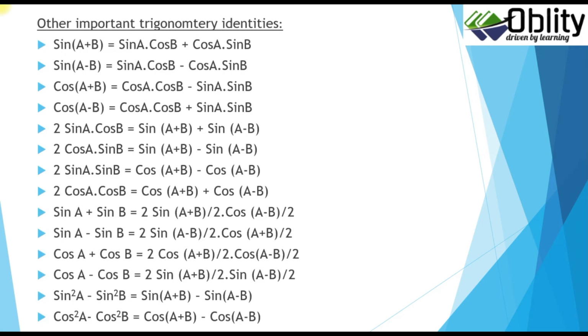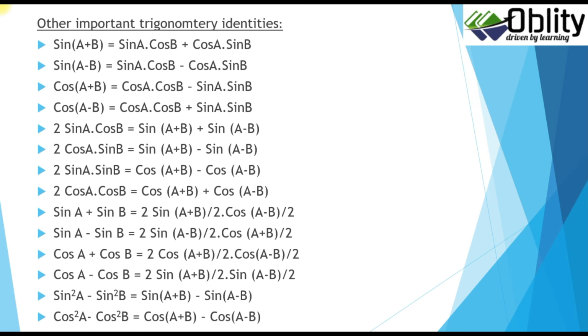Other important trigonometry identities. Sin(a + b) is equal to sin a cos b plus cos a sin b. Sin(a − b) is equal to sin a cos b minus cos a sin b. Cos(a + b) is equal to cos a cos b minus sin a sin b. Cos(a − b) is equal to cos a cos b plus sin a sin b.